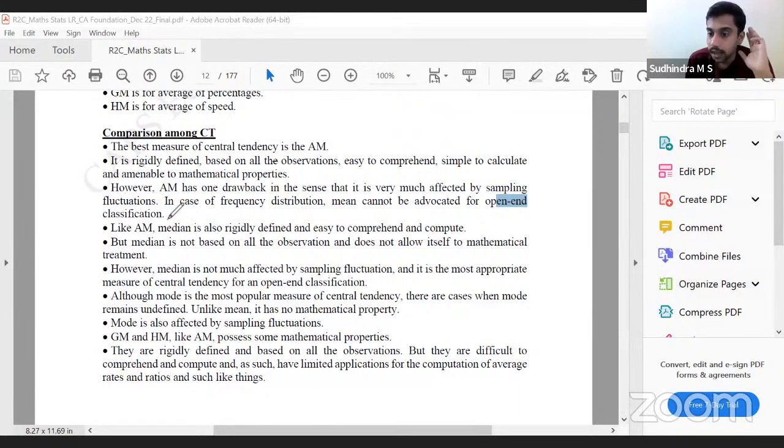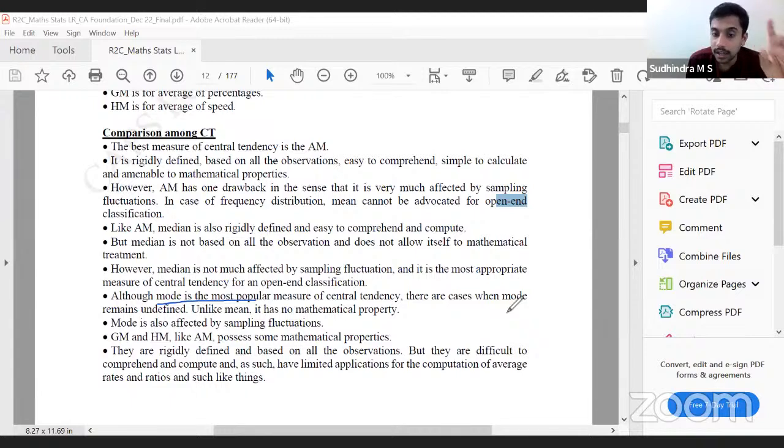Then, in case of median, like arithmetic mean, median is also rigidly defined. It is easy to compute and comprehend. But the disadvantage: median is not based on all observations, a very important disadvantage. And it does not allow itself to mathematical treatments. However, the advantage is that median is not much affected by sampling fluctuation. And median is the most appropriate measure in case of open-ended class intervals. It can be asked, which is the best measure for open-end class intervals? Median.